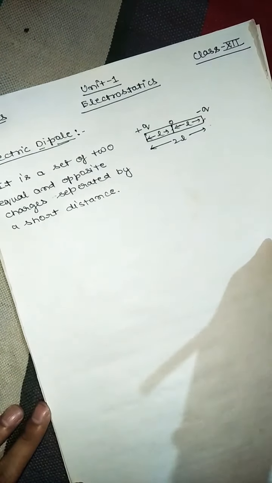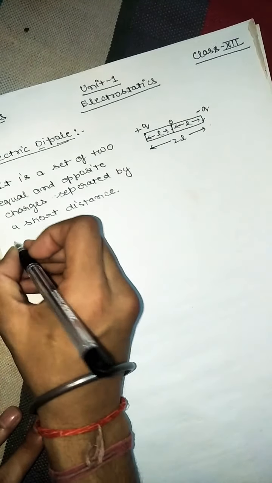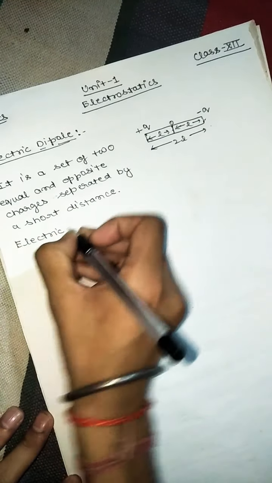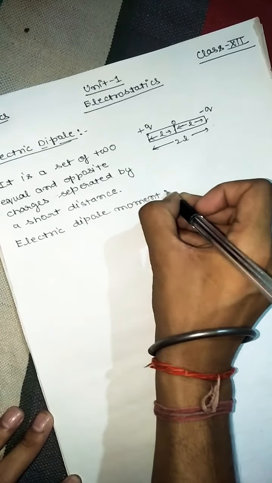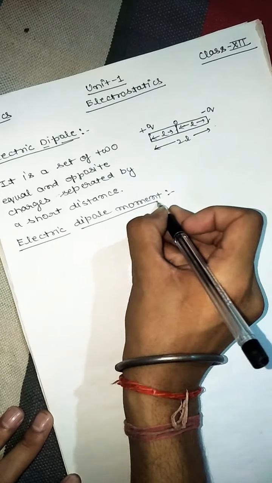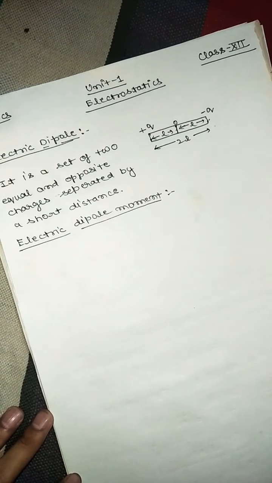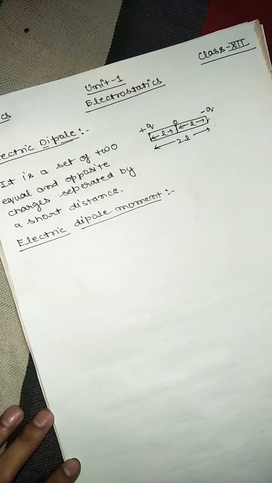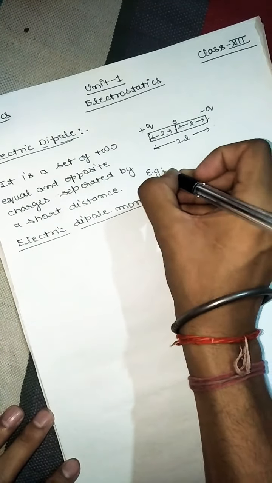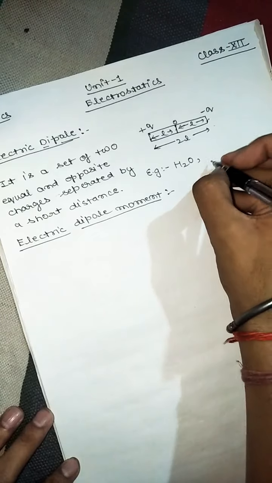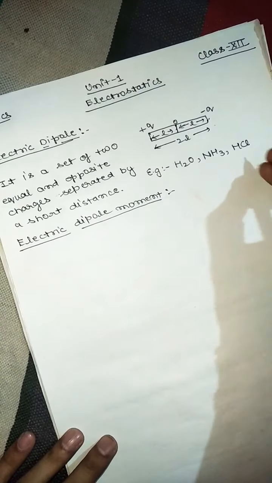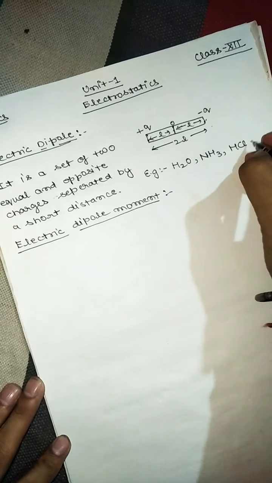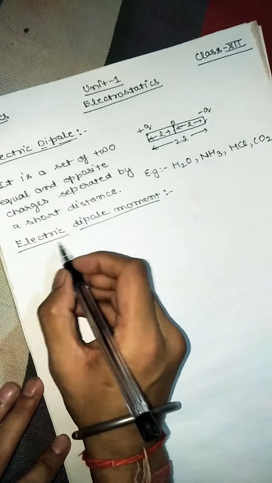So how will you measure it? The next question arises. For that, the next heading is electric dipole moment. With the help of this, we can find the electric dipole moment. What is electric dipole moment? It is a very important topic. Let me first tell you some examples of electric dipoles: H2O, which you might have heard about, NH3, HCl. These are some electric dipoles. CO2 also.